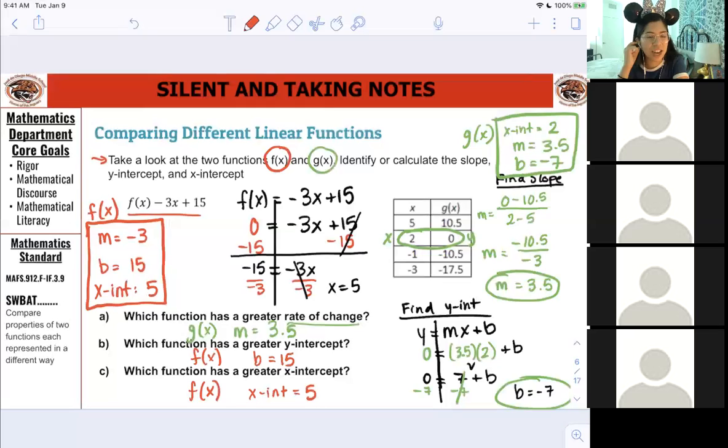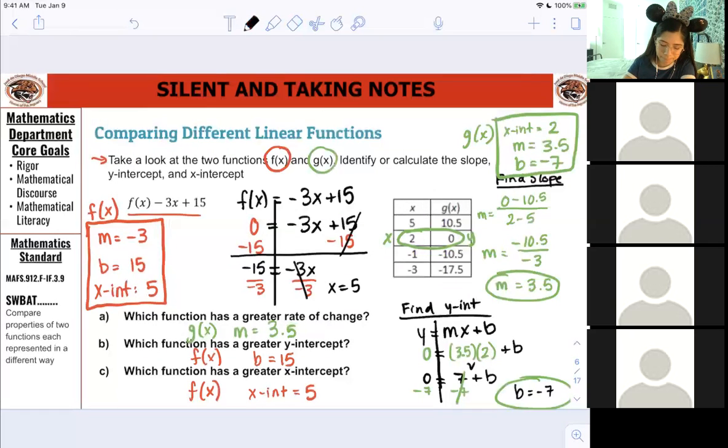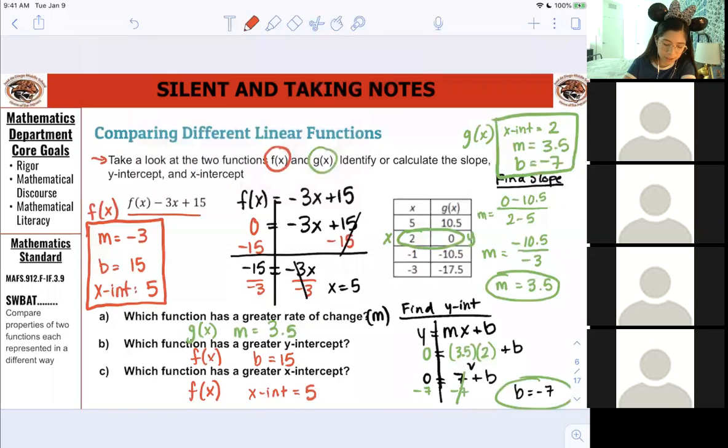I see a question in the chat that I want to answer super quick. So how did I tell which of these was the greatest? Well, each question is asking a different thing, right? So rate of change was asking me for m. This was saying which one has a bigger number for m. For f of x, m was -3, but for g of x, m was 3.5. So that's why that one was greater.